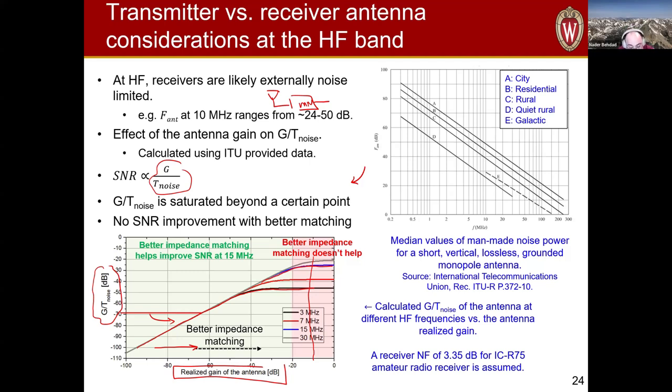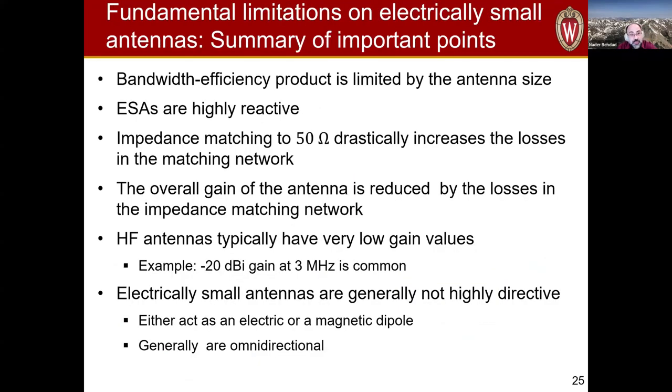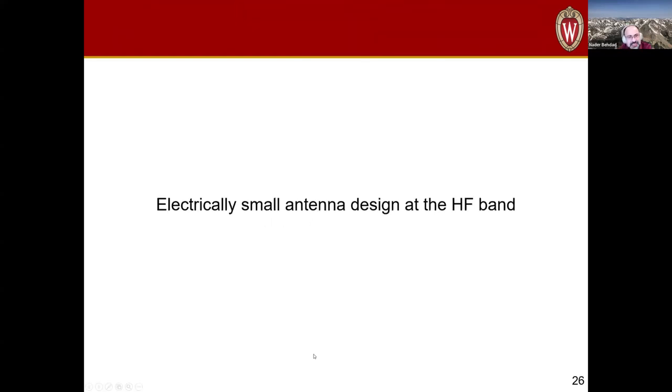For a transmitter antenna at HF, you do have to impedance match, because you're trying to transmit power, and your power amplifiers cannot be presented with significant reflected power from your antenna. All right. So these are some important notes that we talked about for these HF antennas. And now let's go ahead and see some examples of electrically small antennas at HF.